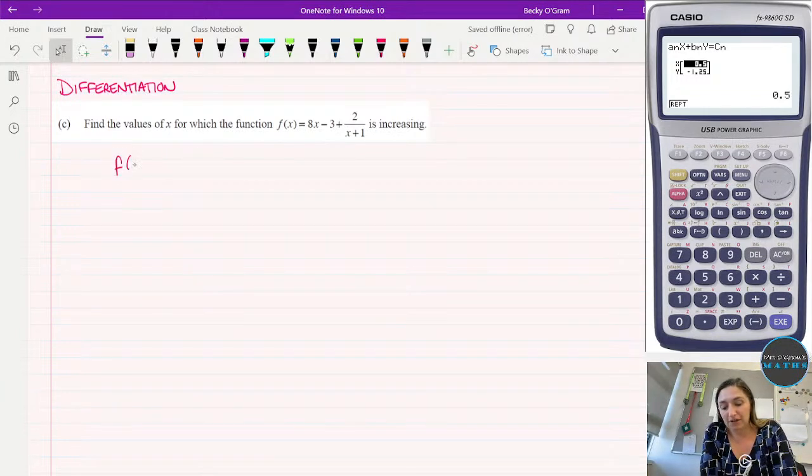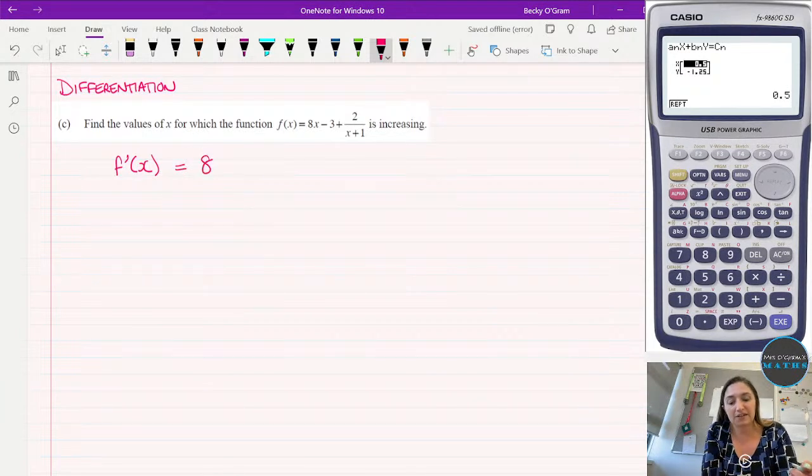So first we need to find the gradient function. We're going to differentiate each of these terms. If we differentiate 8x, we get 8. Minus 3 is just a constant, so that differentiates away into 0. This one here, I'm just going to rewrite as 2 times (x plus 1) to the minus 1 first, because that makes it easier to differentiate, at least in my head. We are using the chain rule on that one. So the minus 1 comes down and multiplies by the 2, so we get negative 2, the x plus 1 stays the same, and we reduce the power by 1.